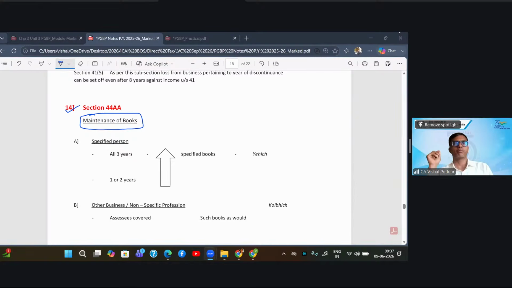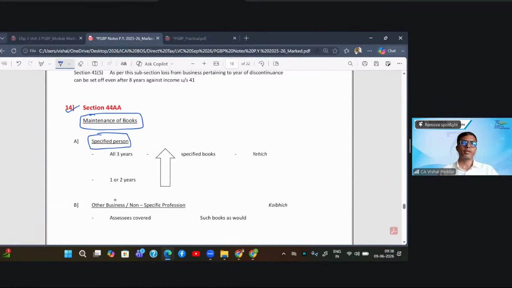Now, for this, books are to be maintained. Now, interestingly, the question that comes is: is maintenance of books under income tax law compulsory? Compulsory to everyone? Two, if it is compulsory, then what books are made compulsory? Now, for this, you have to understand that maintenance of books is not compulsory to everyone. For the purpose of maintenance of books, they have divided the assessee into two types of persons.